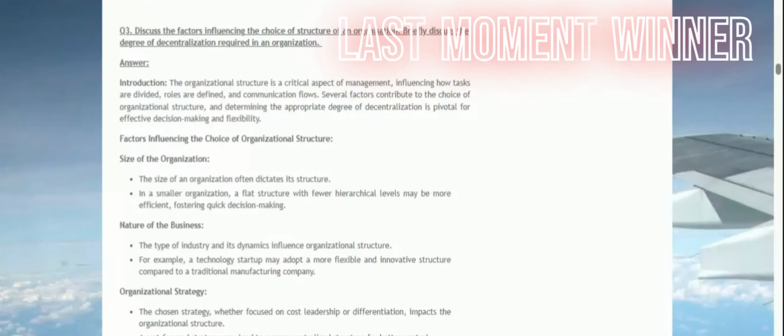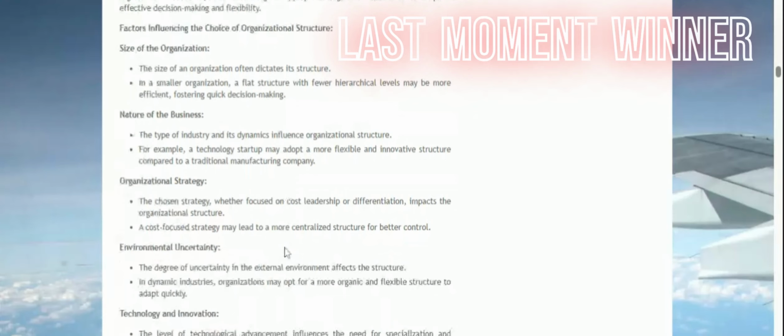Factors influencing the choice of organizational structure. Size of the organization. The size of an organization often dictates its structure. In a smaller organization, a flat structure with fewer hierarchical levels may be more efficient, fostering quick decision-making. Nature of the business. The type of industry and its dynamics influence organizational structure. For example, a technology startup may adopt a more flexible and innovative structure compared to a traditional manufacturing company.